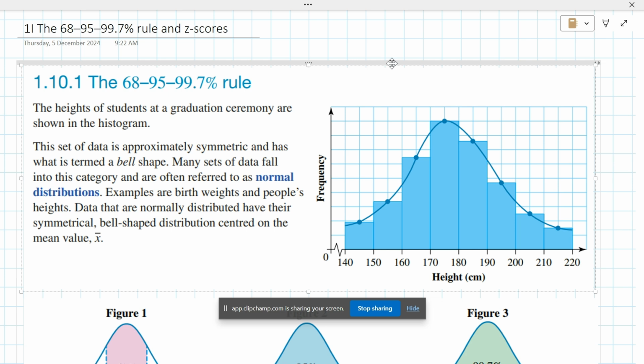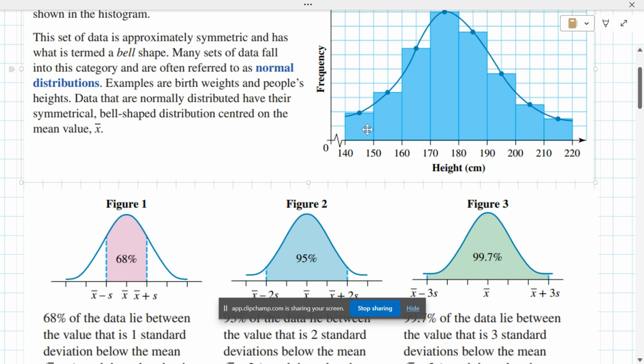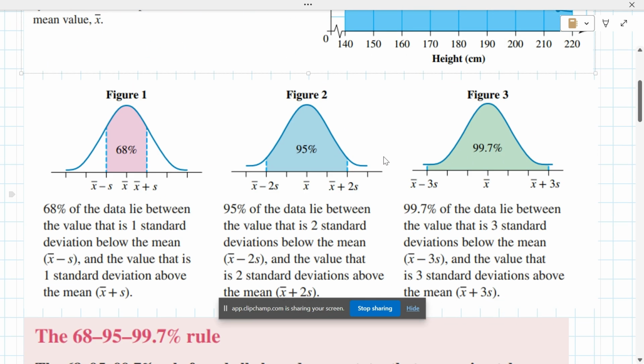Examples are birth weight and people's height, which are normally distributed and symmetrical. As the height gets higher, there are fewer people. This is what the distribution looks like, for example. So what we do is we have some figures, figure 1 to 3.